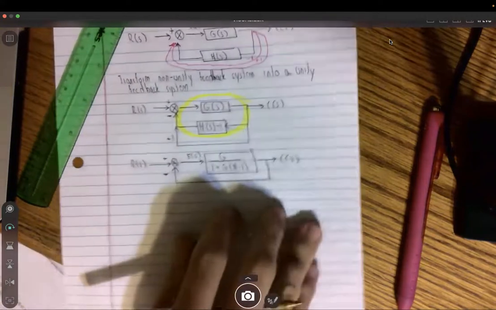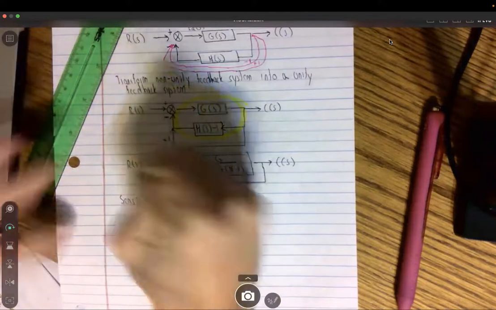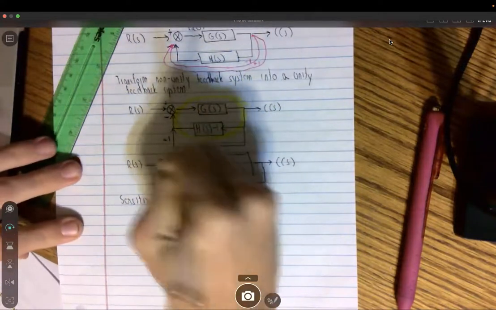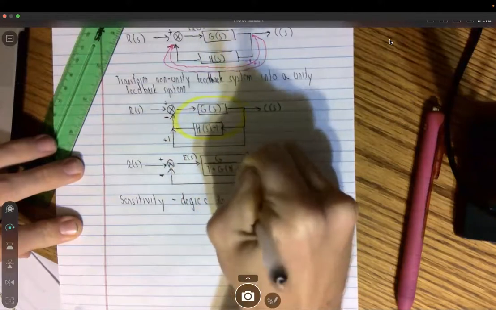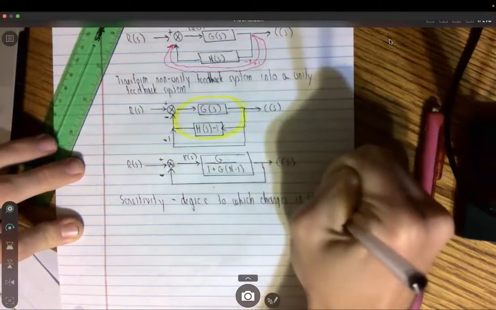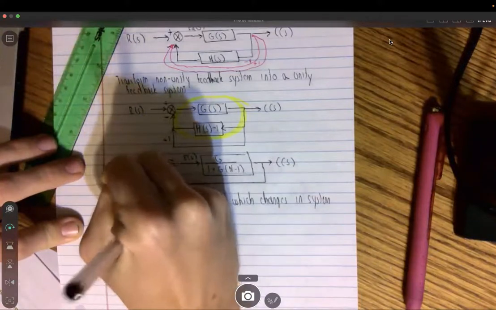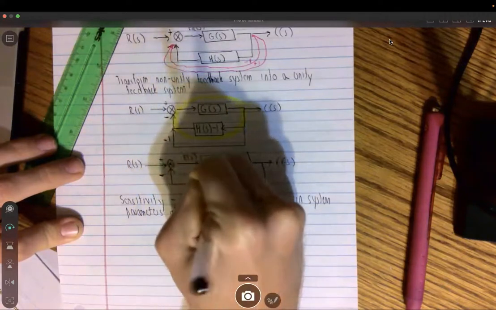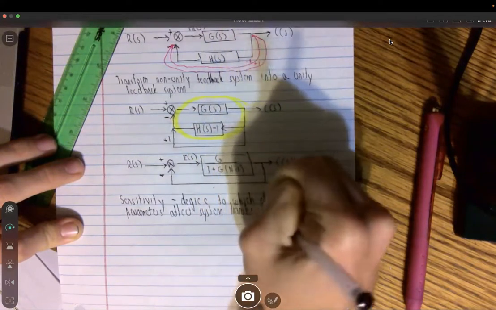Okay, now we're going to be talking about the subject of sensitivity. Sensitivity is an important topic as it is the degree to which changes in system parameters affect system transfer function or performance.